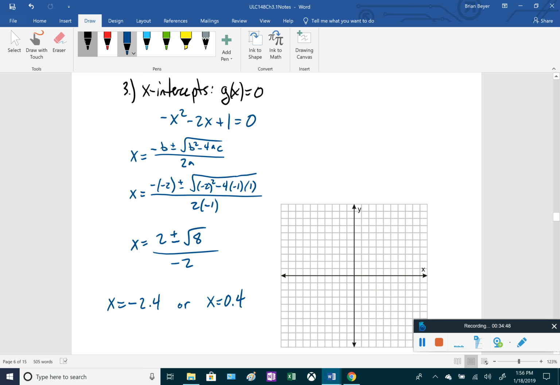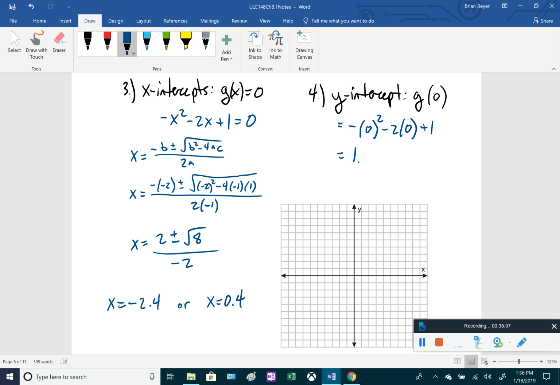So a little bit messy once again, but that's okay. And for the y-intercept, evaluate g of 0. So we're going to plug in a 0, and we're going to get negative 0 squared minus 2 times 0 plus 1. First two terms cancel, and we're just left with 1.